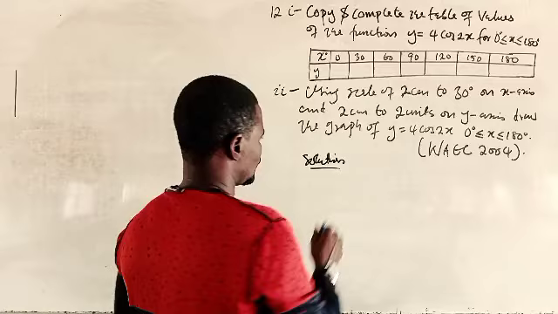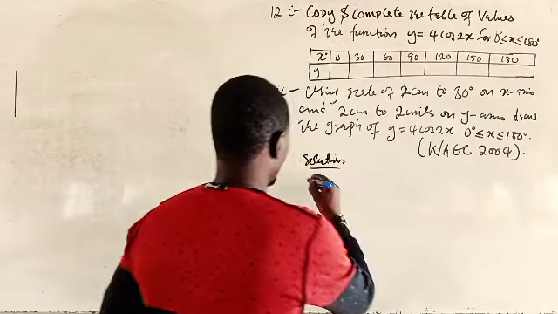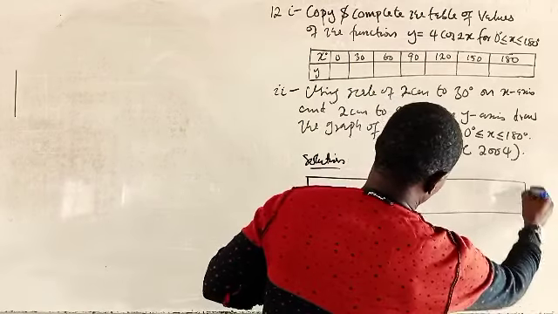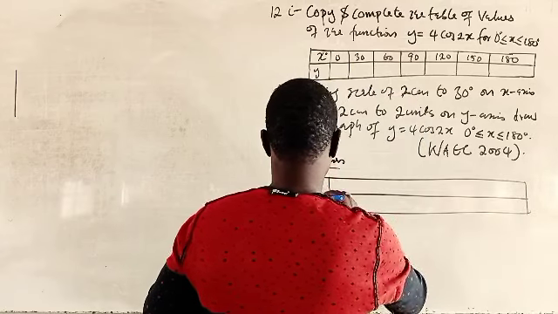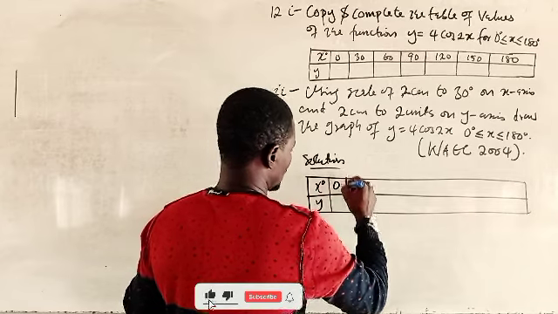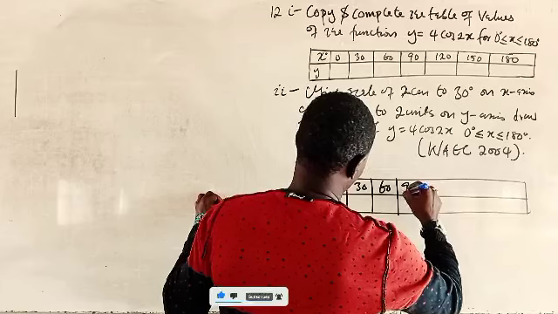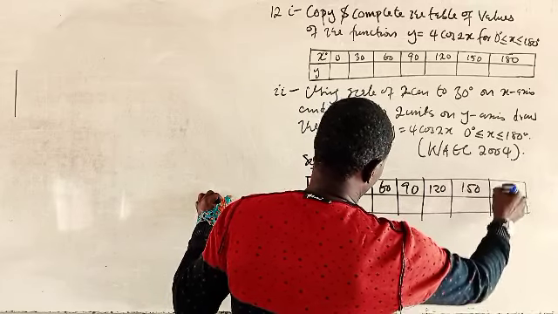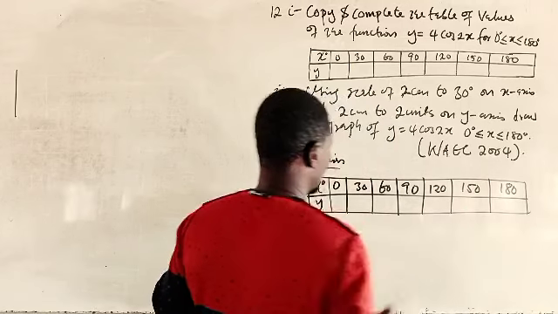After writing the solution, we draw our table. Now this is our x, this is our y. The first value of x is 0. This is in degrees. So we have 0 and we have 30, increased by 30 to 60. We have 90, we have 120, we have 150, and we have 180 degrees.